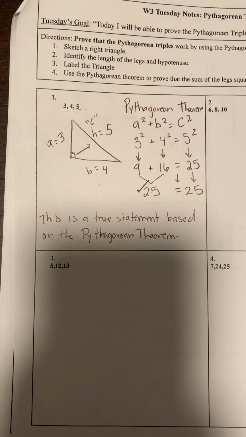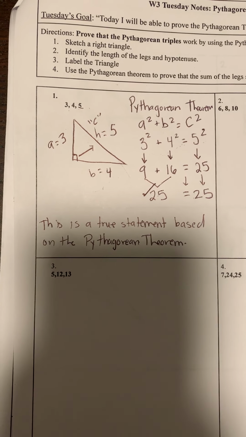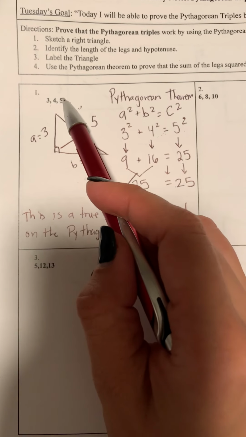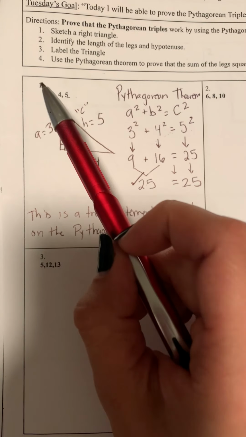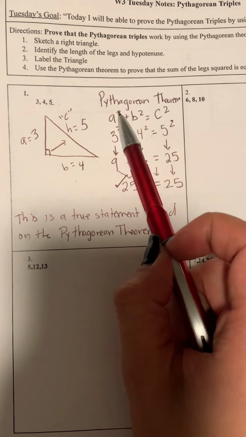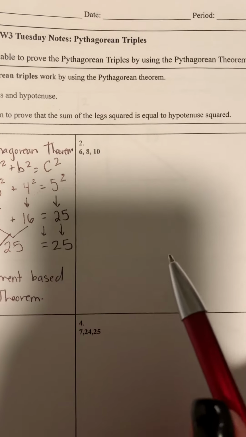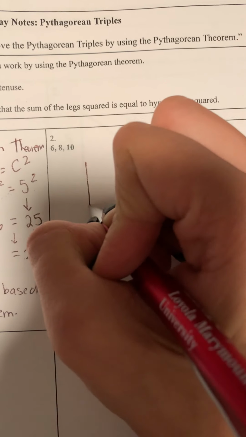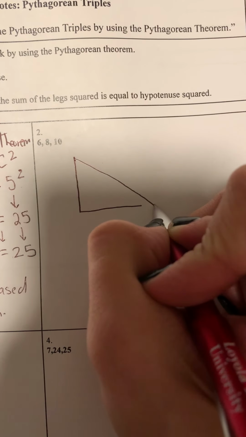Okay, now I'm going to do the second one just to make sure that we understand what we're doing. So again, the numbers are already there, right? We're not trying to find any missing length the way we did yesterday, but we are trying to figure out whether this is true, whether this can be considered a Pythagorean triple, right? Through the Pythagorean theorem. That's how we're going to prove it, right? So we're going to go ahead and do number 2. So we do exactly the same thing. So I'm going to go ahead and have my right triangle.